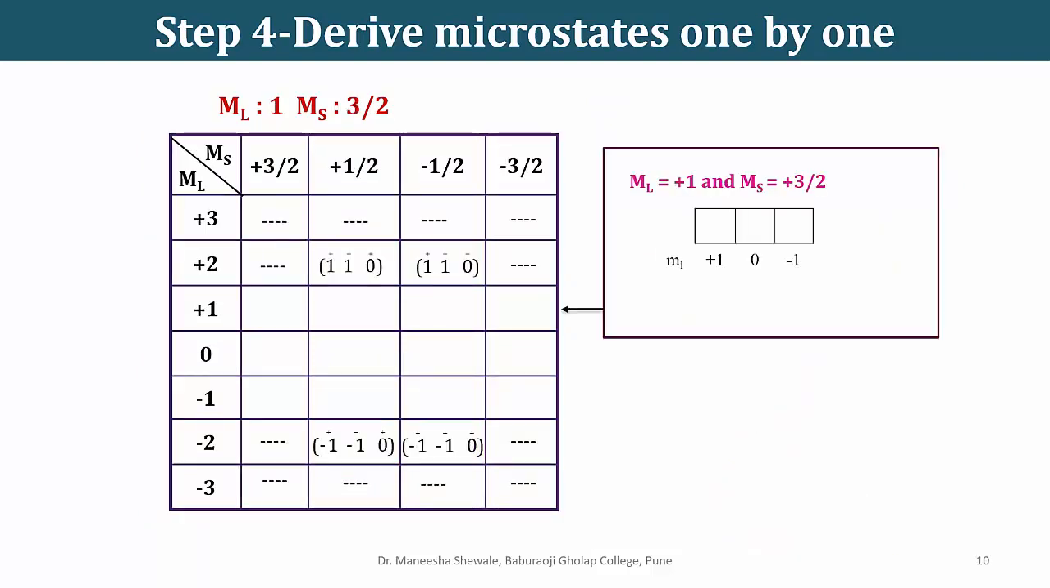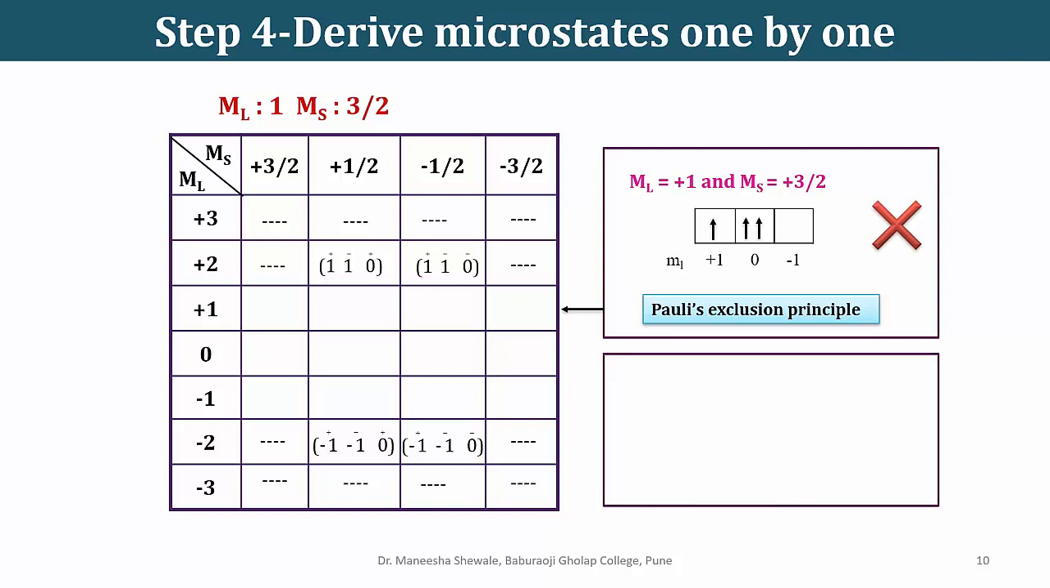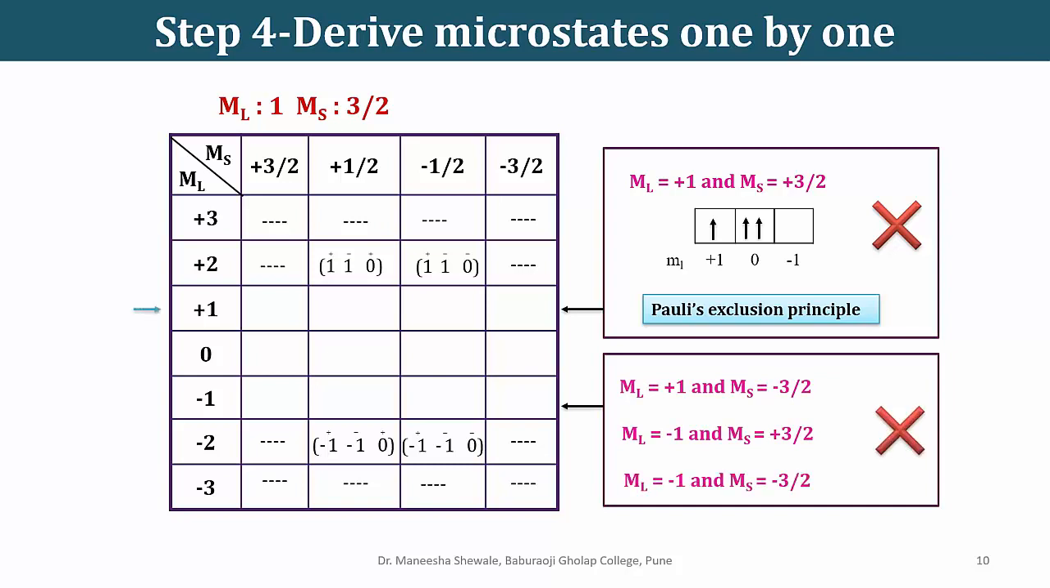The next value of Ml plus 1 and Ms plus 3 by 2. Ms is plus 3 by 2, so the 3 electrons will have the spin plus half. So we will see how the electrons will be filled. In this case there are 2 electrons in the orbital with Ml 0 and with the same spin. So this is not allowed by Pauli's exclusion principle. Then Ml plus 1 Ms minus 3 by 2, Ml minus 1 Ms plus 3 by 2 and Ml minus 1 Ms minus 3 by 2. So there will be no microstate here.